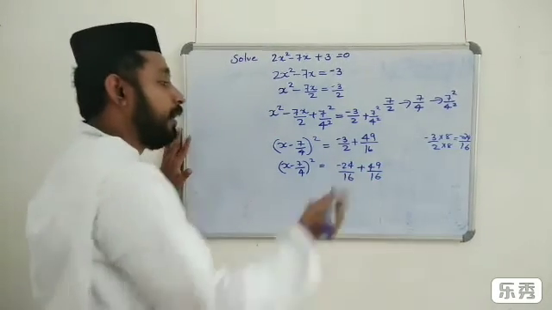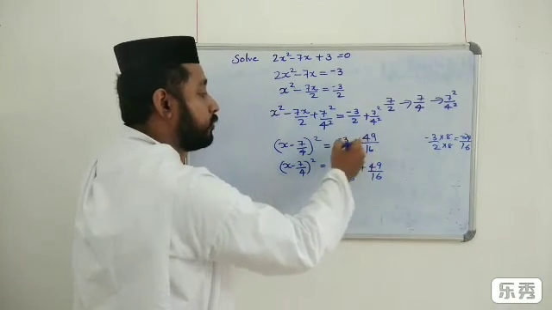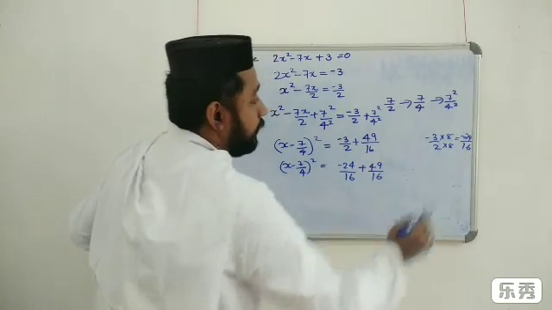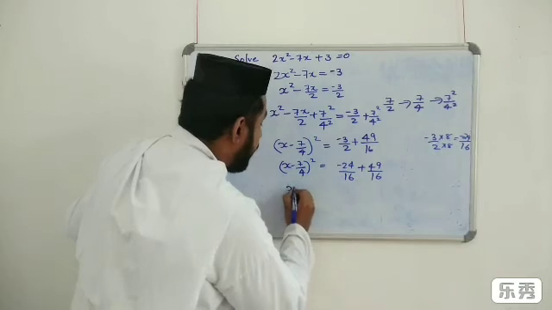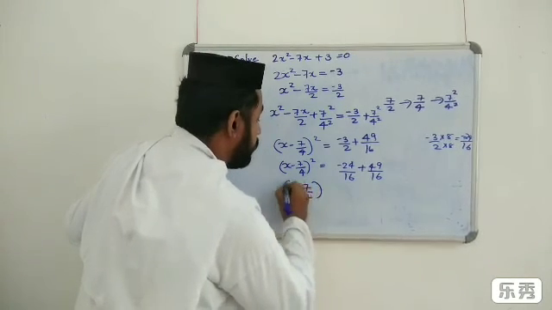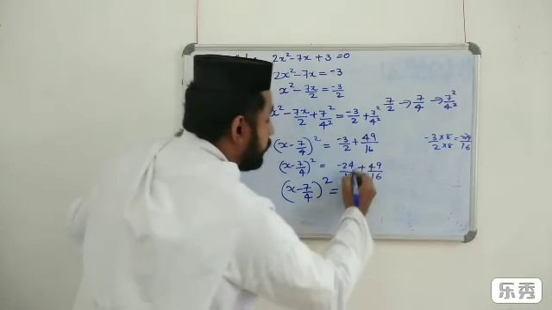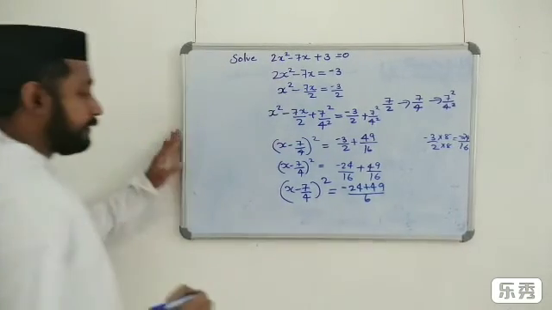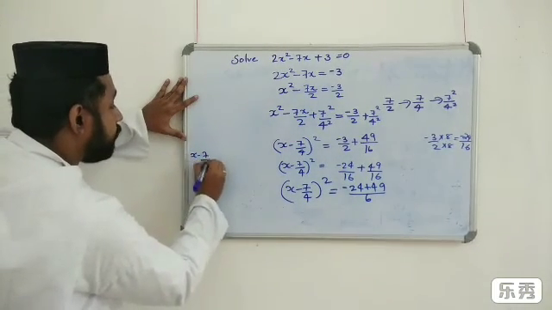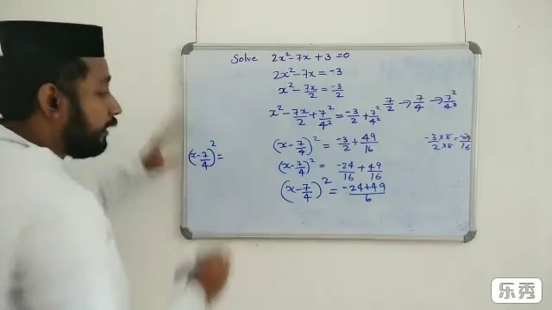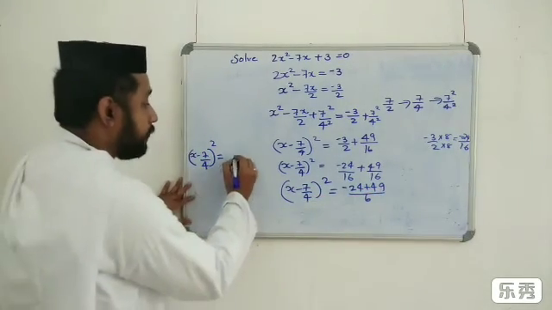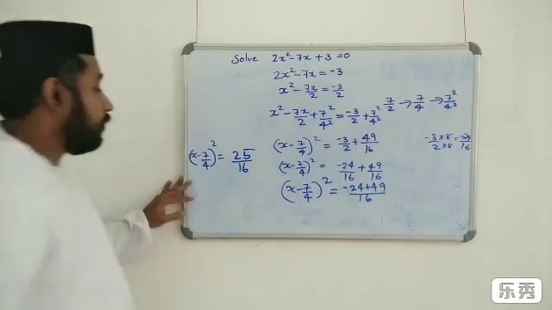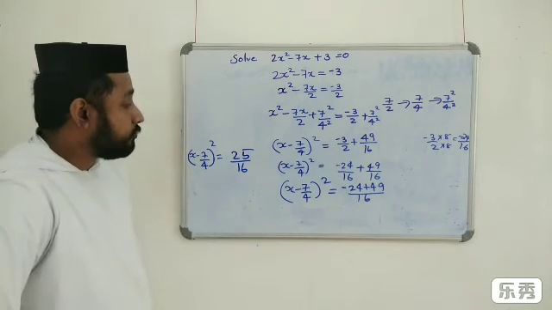Then the denominator will be the same. Otherwise, we can cross multiply: 16 into minus 3 plus 2 into 49 by 2 into 16, or change this term to denominator 16, that is minus 24 by 16. That is (x minus 7 by 4) all square is equal to minus 24 plus 49 by 16, which is equal to 25 by 16. So (x minus 7 by 4) all square is equal to 25 by 16.